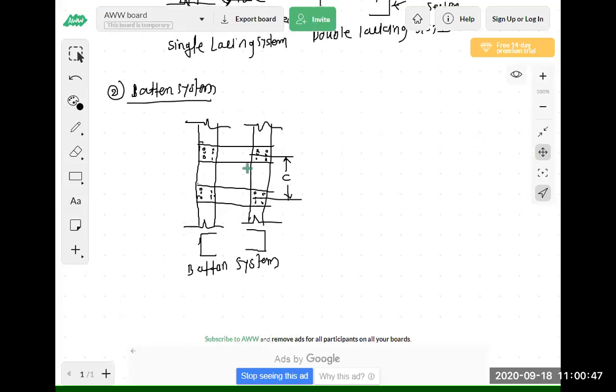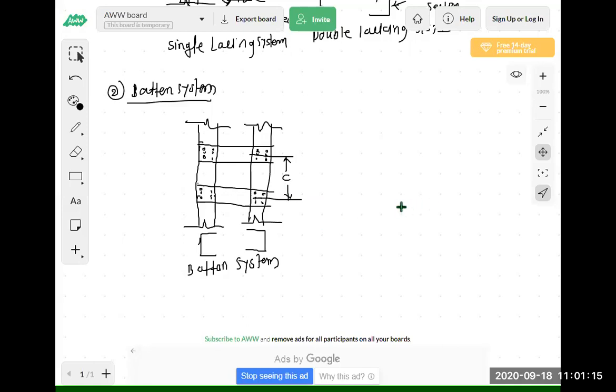And similarly, the second system for a built-up column is the batten. So simply horizontal battens are provided, and these battens keep the two channels or I sections in position. So are you getting what the lacing system and the batten system are? Now we have to design the built-up column using the lacing system and batten system.